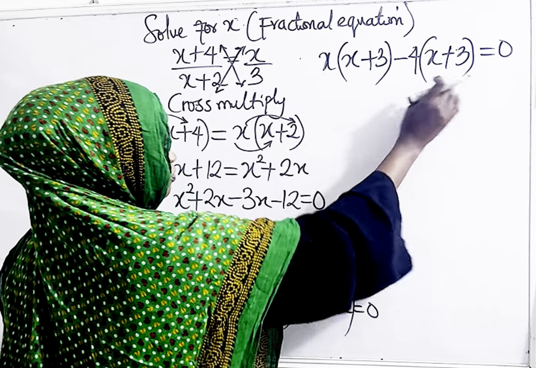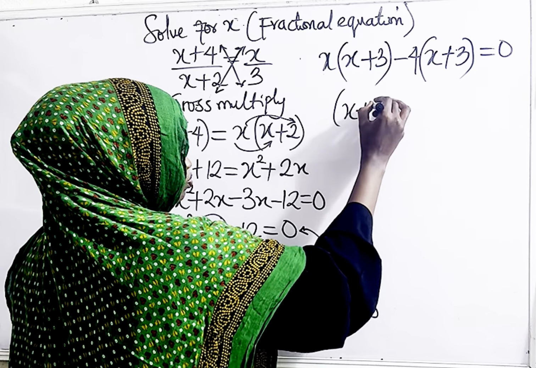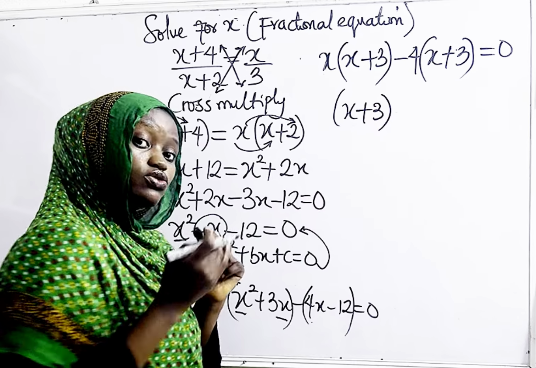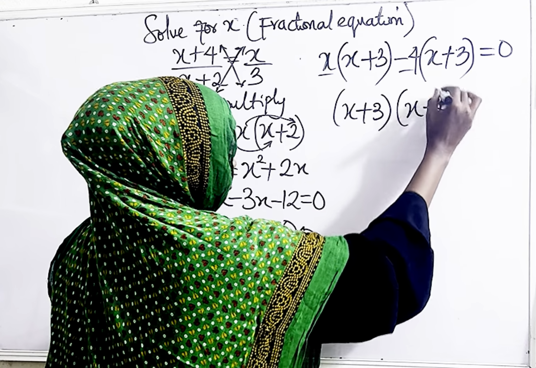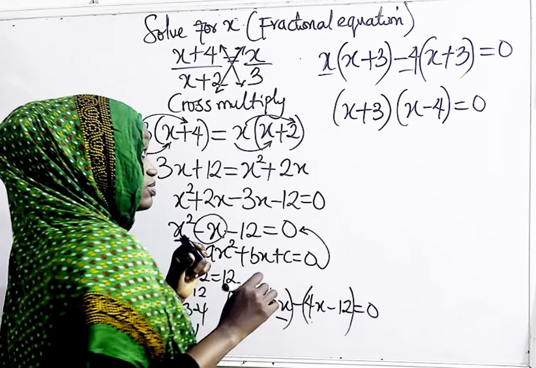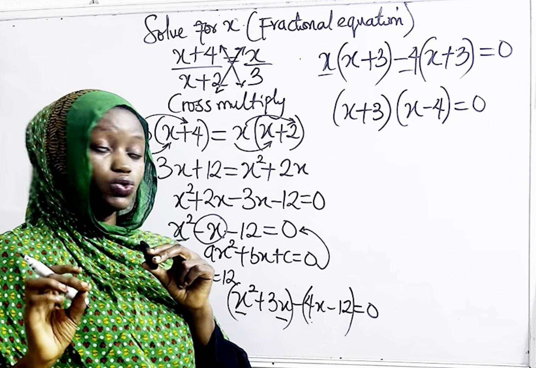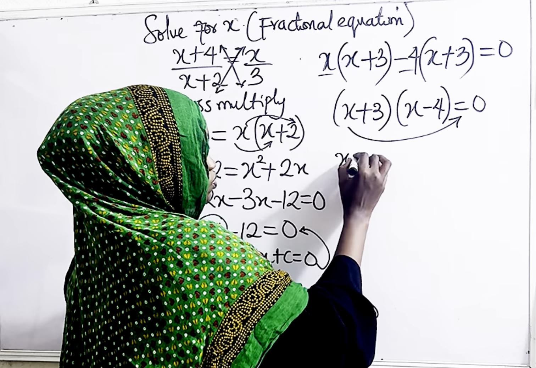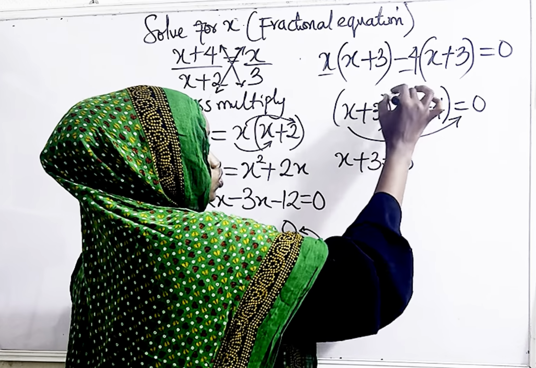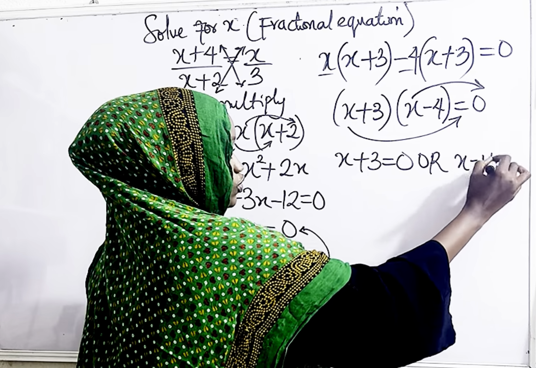Now, since the first and second brackets have the same values, we just pick one of them. So we'll pick x plus 3. Then we'll pick the values outside the bracket, which are x and minus 4, so x minus 4 equals 0. Anytime you're solving a quadratic equation, note that you have two values of your unknown variable. So x plus 3 equals 0, or x minus 4 equals 0.